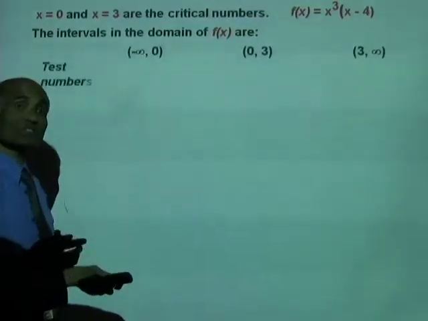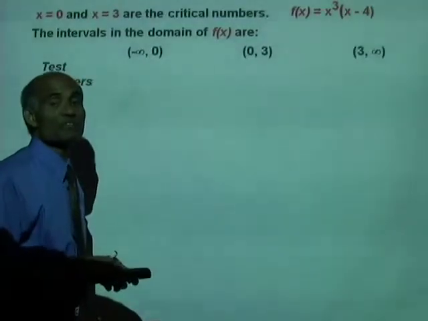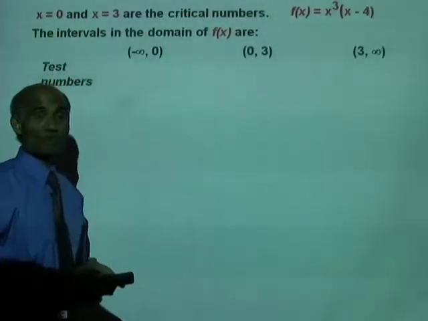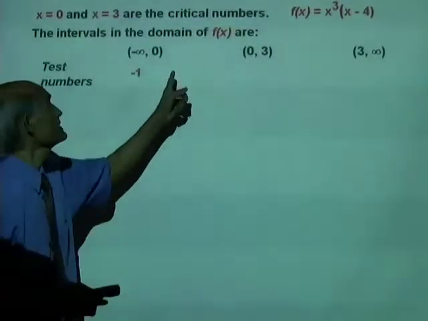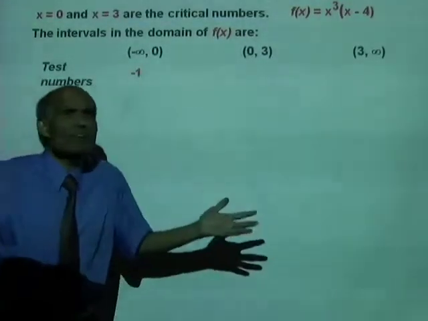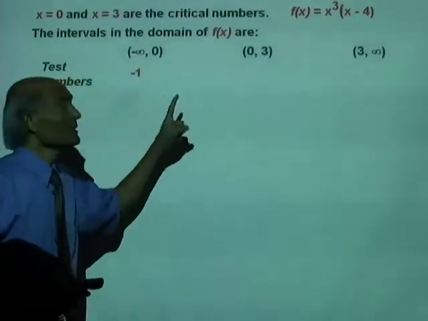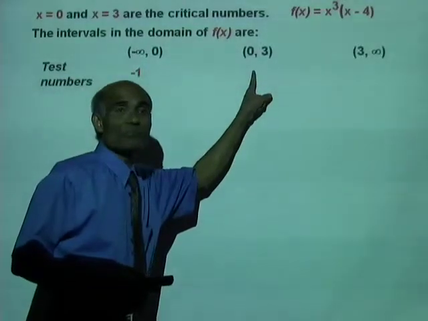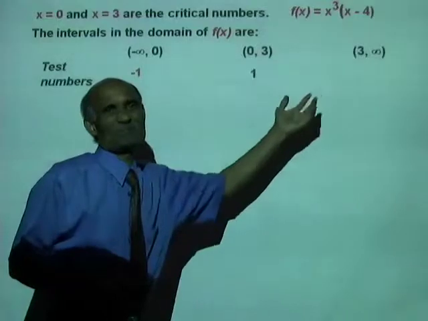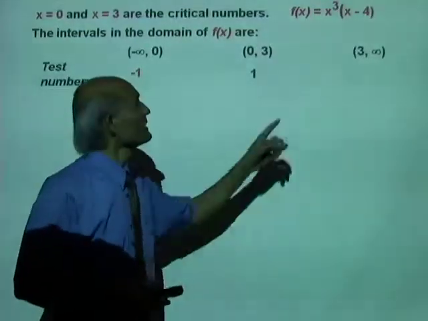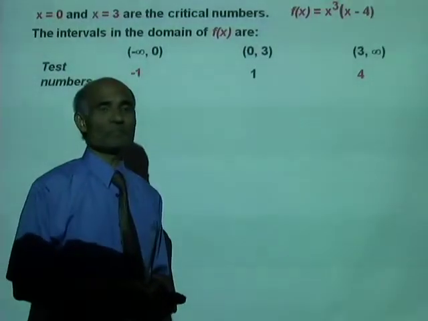We take our test numbers. All right, give me a test number from negative infinity to 0. Well, it's very simple. Pick negative 1. You can pick any number, it doesn't matter, but it must belong to that open interval. Give me a number from the interval 0 to 3. Well, 2 or 1. From 3 to infinity, 4 is a good number.